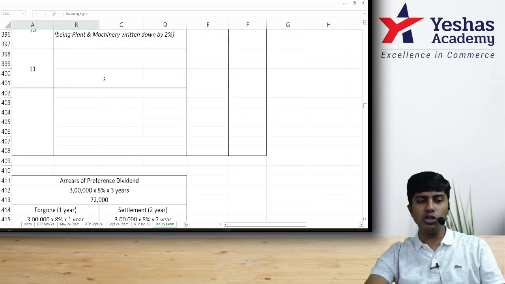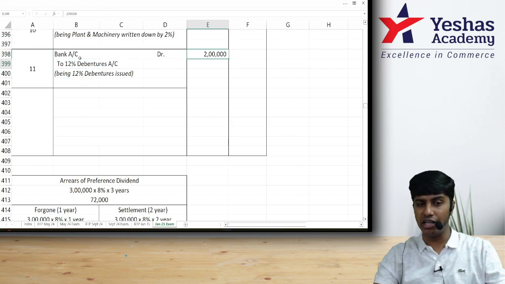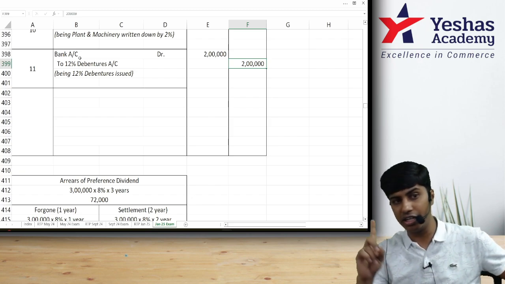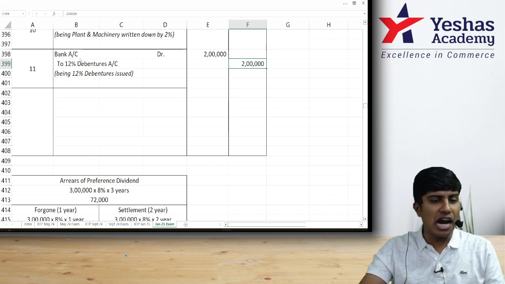Journal entry is bank to 12% debentures. Don't stop at that ledger. You have to write journal entry. Marks are allocated for journal entry, not for ledger. Ledger is only working note. Got it? Let's see the last entry.